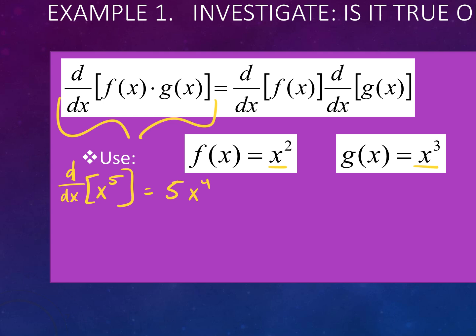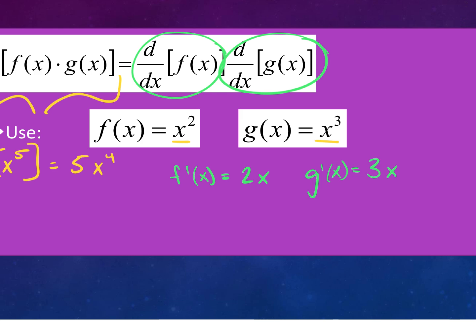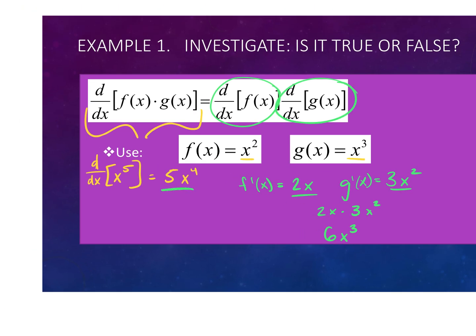Now let's see if we get the same thing where we take the derivative of f and the derivative of g and multiply them together. So the derivative of f would be what? 2x, perfect. And the derivative of g would be what? 3x squared, awesome. And if we multiply these two answers together, what do we get? 6x cubed. Did we get the same thing? No. So this is not true.